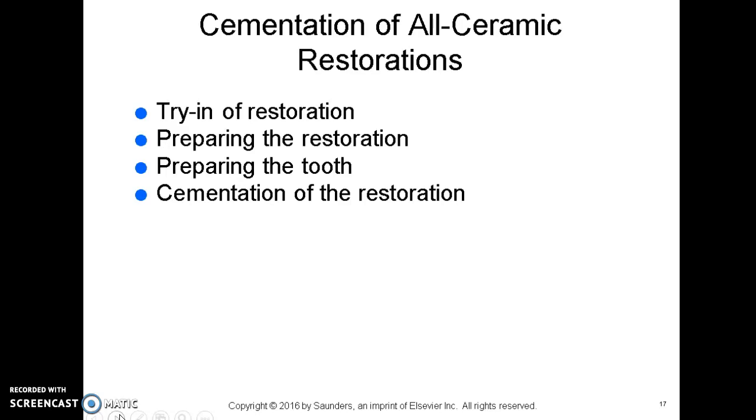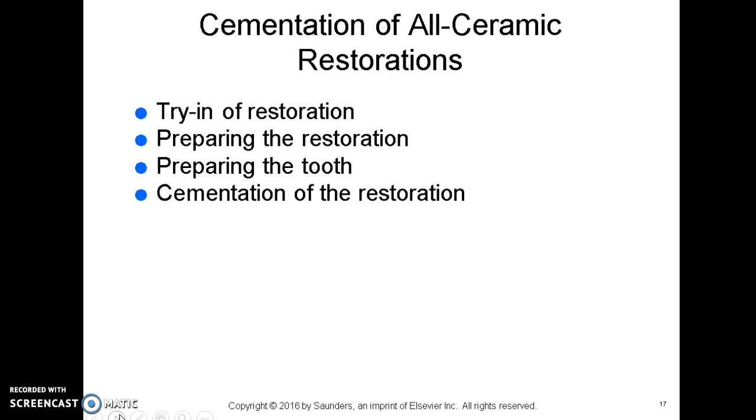After the etching of the internal surface, the surface then must be silanated by another product. Non-glass ceramics do not etch well with hydrofluoric acid, and they can be sandblasted internally to provide the roughened surface that's necessary to cement these.